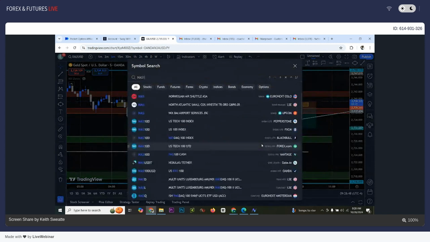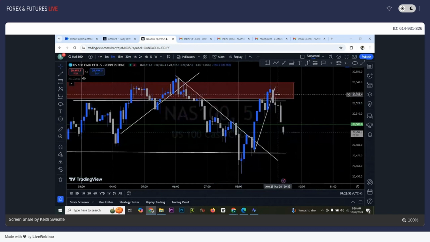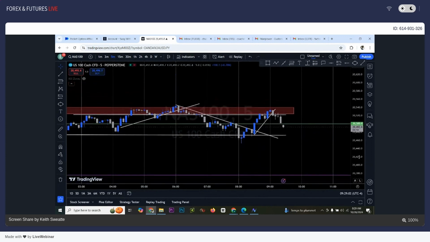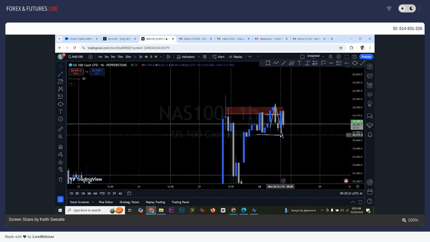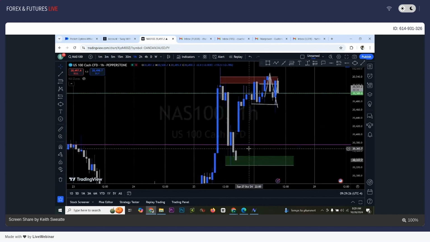Let's check back on Nas100. Drop happened. And now it's just allowing the trade to play out. If it breaks below here, I'm definitely going to dump, because I know it's going to be headed to fill this gap.